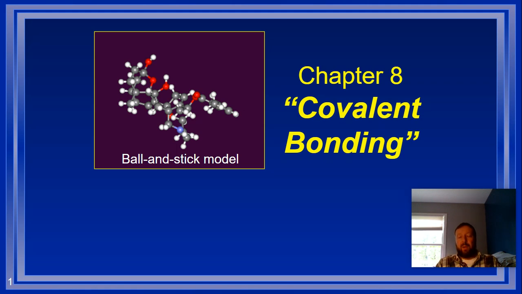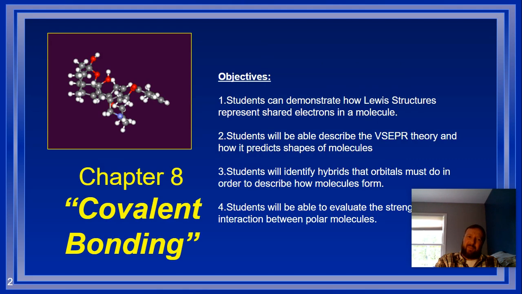Last chapter, we looked at ionic bonding and how there's a transfer of electrons, and then you get ions. You get a cation and anion, positive and negative, and they stick together because opposites attract. Now with chapter 8, the covalent bonding is going to be a little different.